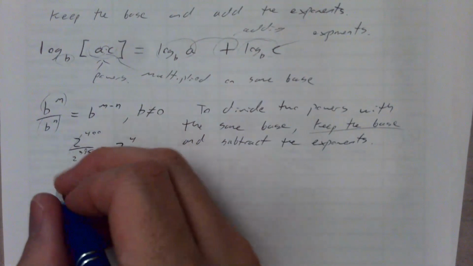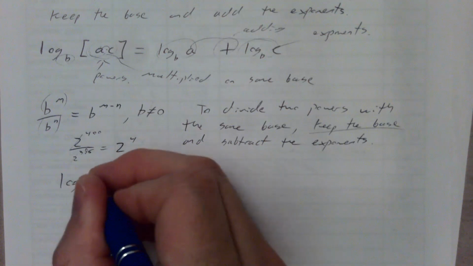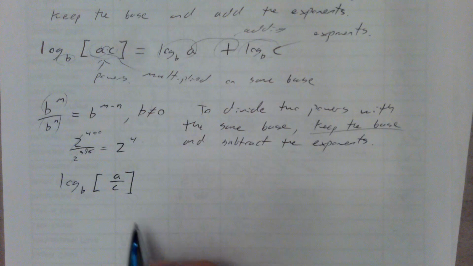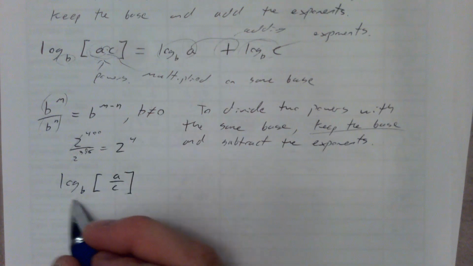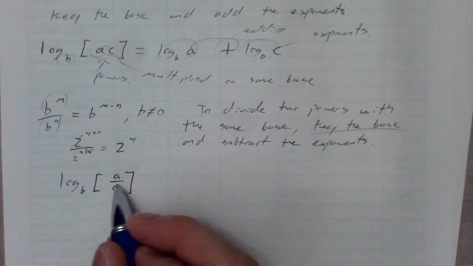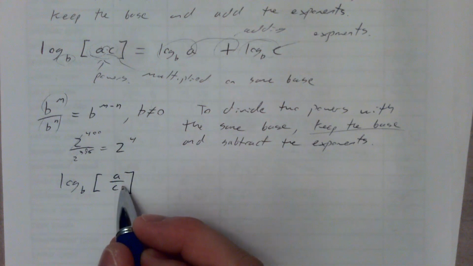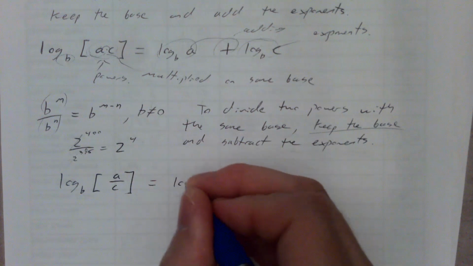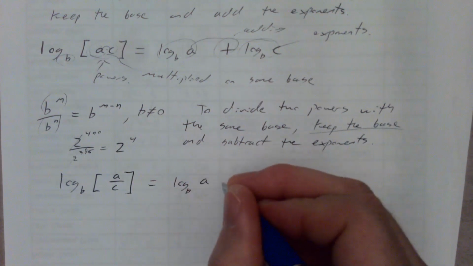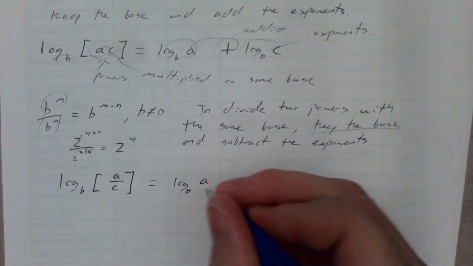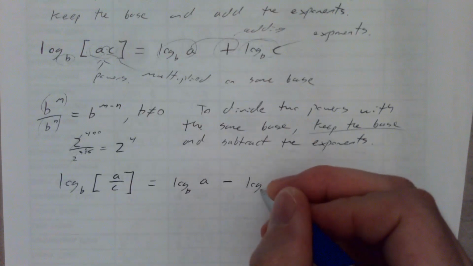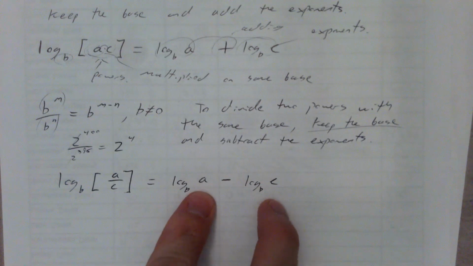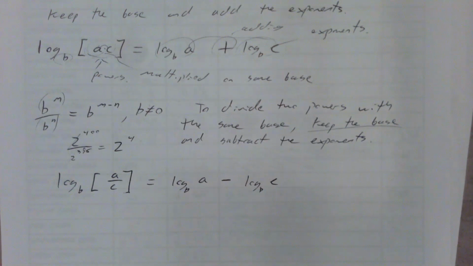In logarithmic form, log base b of a quotient of powers. These are powers because they're inputs in a logarithm. They're being divided because there's a division bar there. To divide 2 powers with the same base, you keep your base. You take your 2 exponents. Log base b of a is one of the exponents. Log base b of c is the other exponent. And you subtract them. To divide 2 powers with the same base, you keep your base and subtract your exponents.